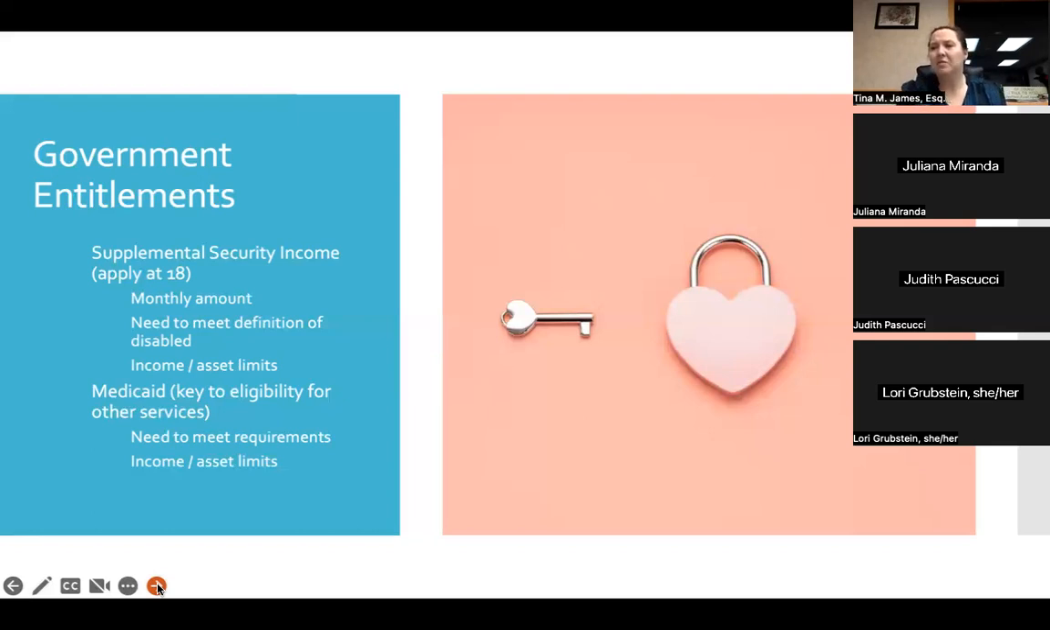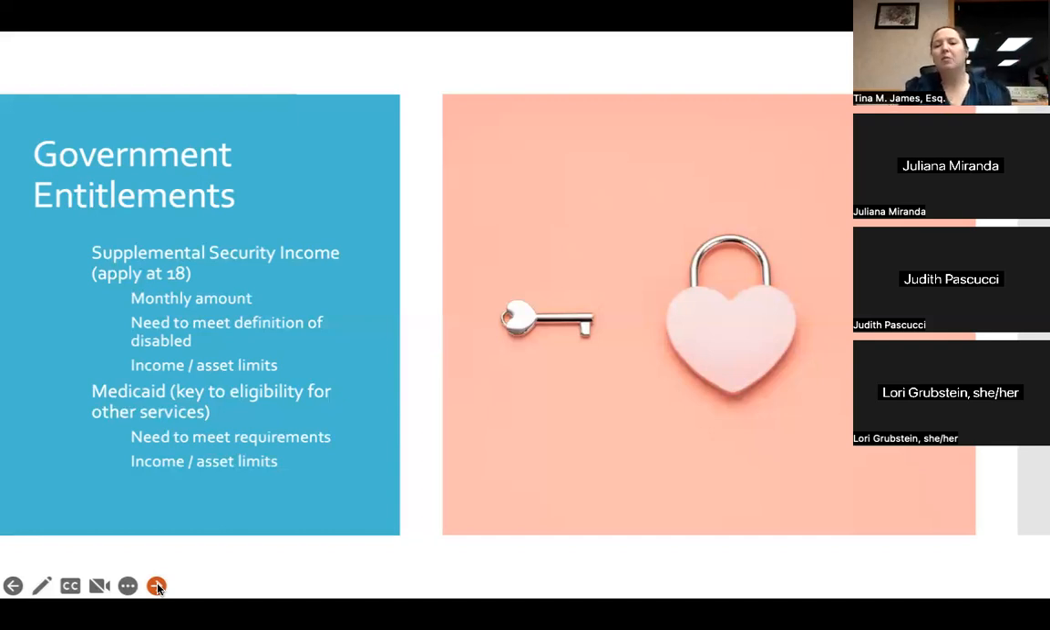And once they start receiving it, they have to continue to keep their income and assets below a certain amount. So if they have money coming in for food, clothing, and shelter, they should be spending it every month towards those, not squirreling it away, saving it. I know a lot of parents would think, hey, my child has this coming in, let me save it up. But it doesn't benefit them, because it would jeopardize their benefits.